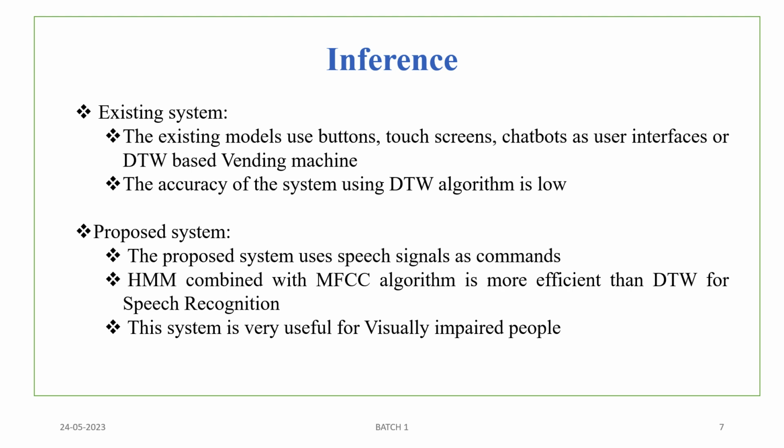The accuracy of the system using DTW algorithm is very low. The proposed system uses speech signals as voice commands. The HMM algorithm combined with MFCC algorithm is more efficient than DTW for speech recognition. This system is very useful for visually impaired people.